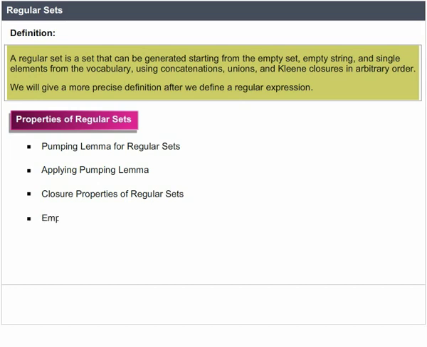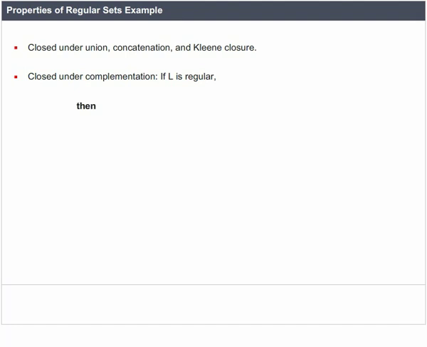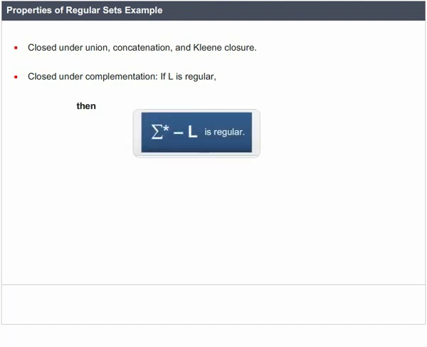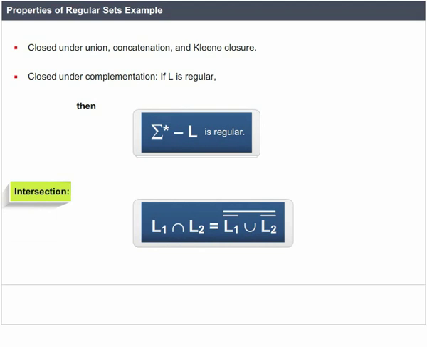Emptiness of L of M. Finiteness of L of M. Equivalence of two FAs. Properties of regular sets: they are closed under union, concatenation, and Kleene closure. Closed under complementation: if L is regular, then sigma star minus L is regular. Intersection: L1 intersection L2 equals the complement of the union of L1 bar and L2 bar.